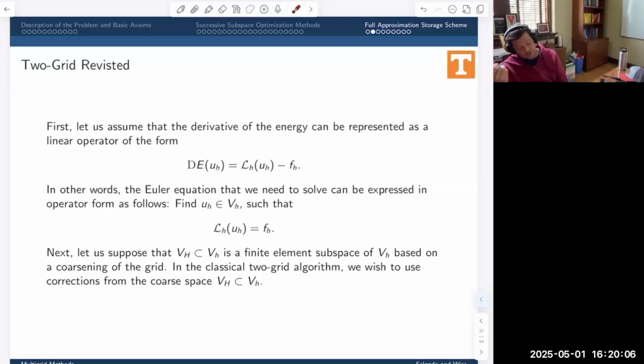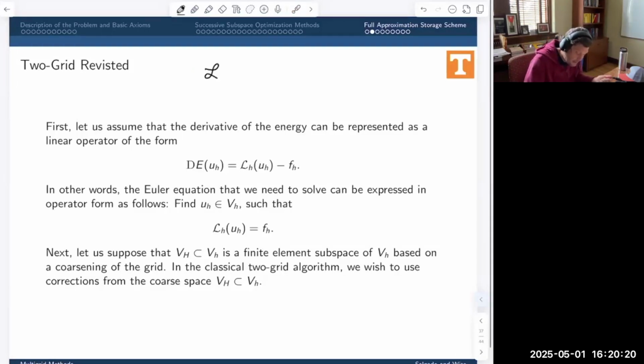And the way I'm going to generalize it is, well, let's talk about this two-grid algorithm, but for the case where this linear operator is not necessarily specified. So in the last case, the linear operator that I'm referring to here, LH, would be equal to minus the Laplacian operator. Actually, let's see. Yeah, right.